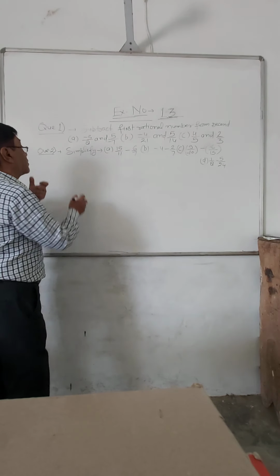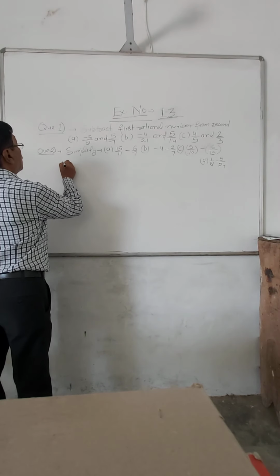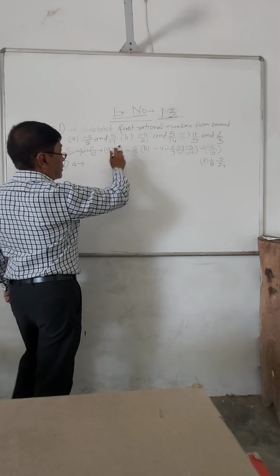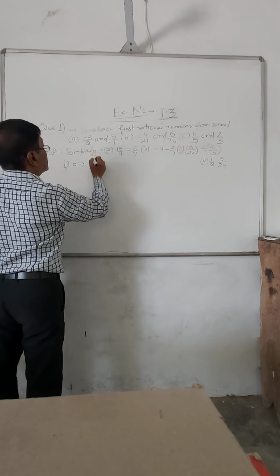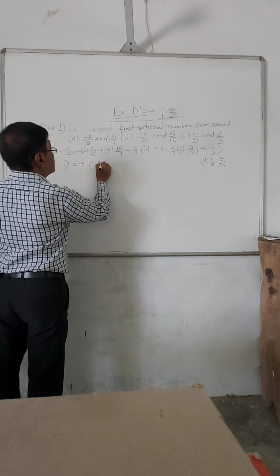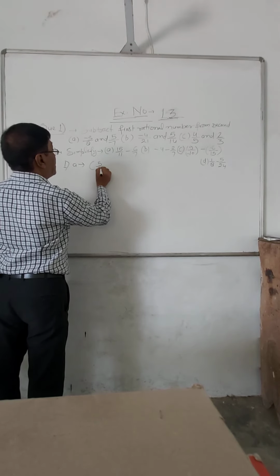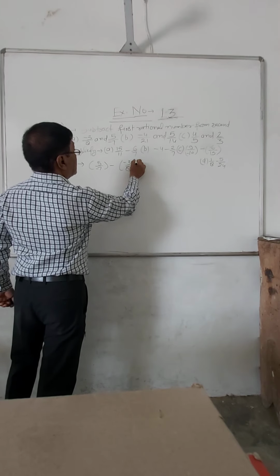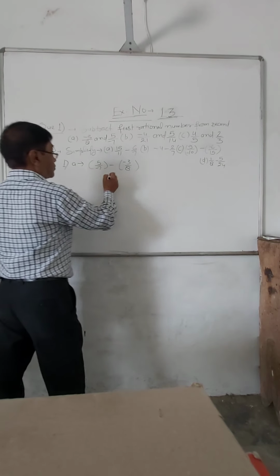So question number 1A: subtract the first rational number from this one. That means your question is 5 upon minus 7 minus 3 by 8. This you have to solve.